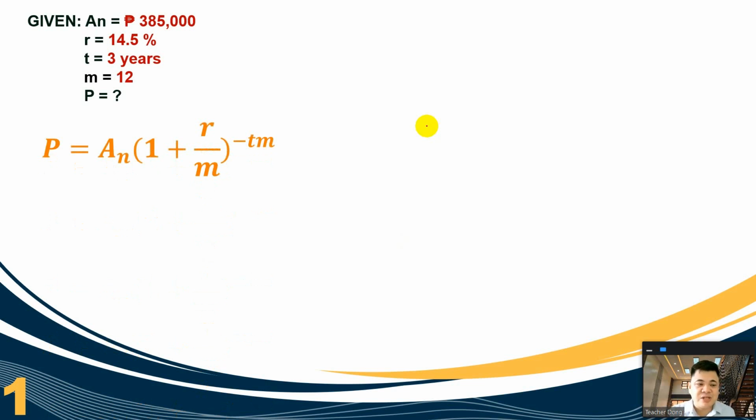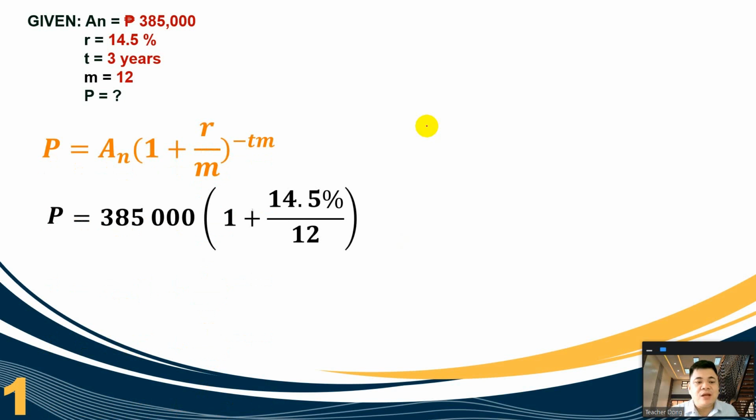And then what we do now is substitute the values. So we will have P is equal to 385,000 times the quantity 1 plus 14.5%. So for you not to have difficulty, you can convert 14.5% to decimal, which is 0.145. Just move two decimal places to the left, so from percent, it's now decimal. And then raised to the power of negative 3 times 12. So 12 here is the compounding period, and 3 is the time.